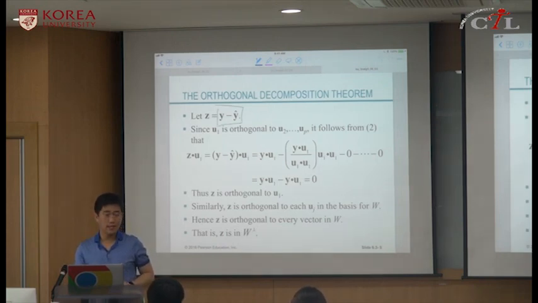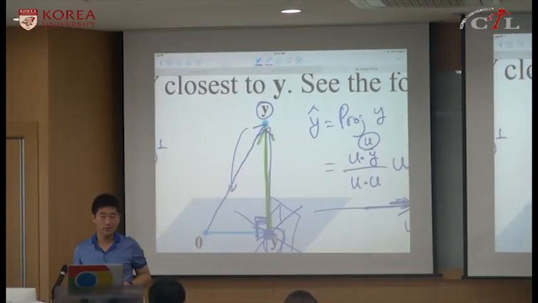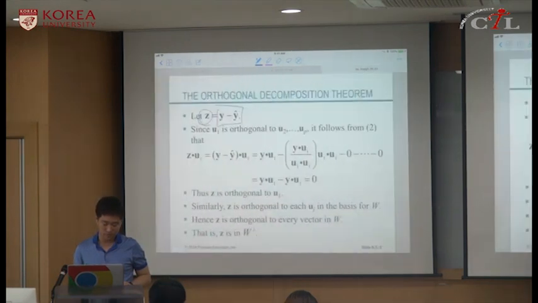So y minus y hat, where y hat is the orthogonal projection of y onto the subspace W. That is this vertical vector, and that vertical vector should be orthogonal to the first basis vector u1, and u2, and u3, and so on. Let's form this equation: the inner product where z is defined as this vertical vector, and that is orthogonal to u1, so their inner product should be 0.